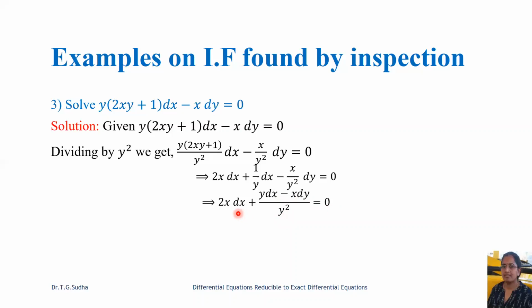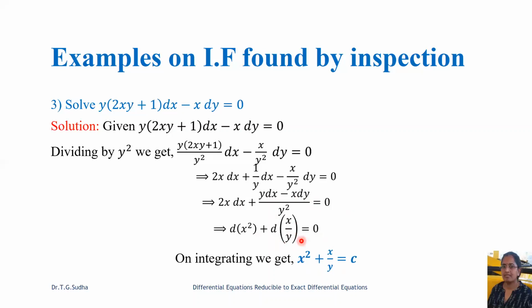So the first term can be written as d of x square. And the second term gives us the combination d of x by y equal to 0. So we have written both the terms as derivative of some function. Now let us integrate to obtain x square plus x by y equal to c, where c is a constant of integration, and this is the required solution.